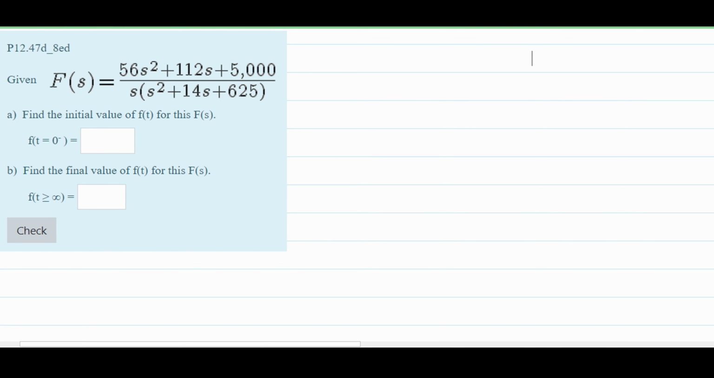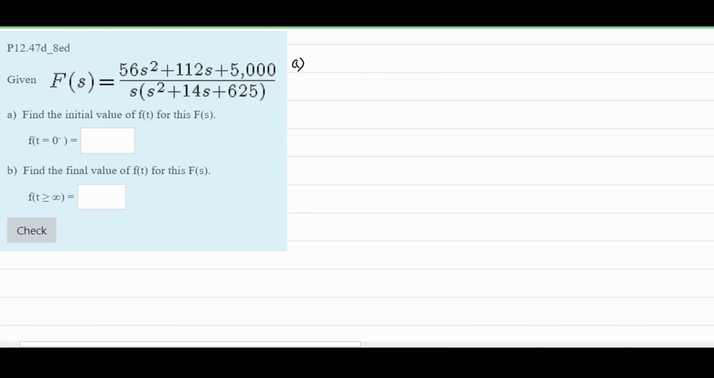We need to find the initial value of f(t) for this F(s) that we are given. We also need to find the final value of f(t) for the F(s) that we are given. Looking at this, we can go into the notes linked below the like button. Section 12.9, the very beginning of this, we are going to see the initial value theorem and the final value theorem. We are going to use both of these.